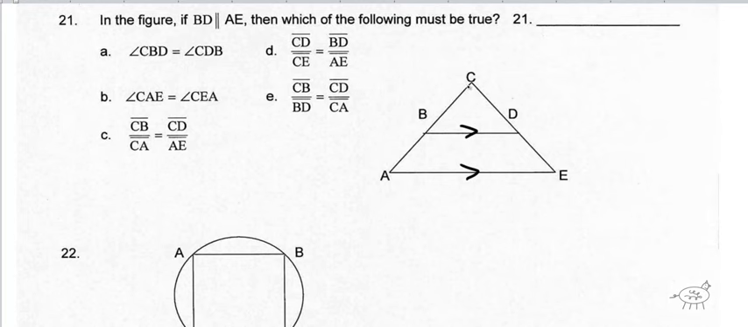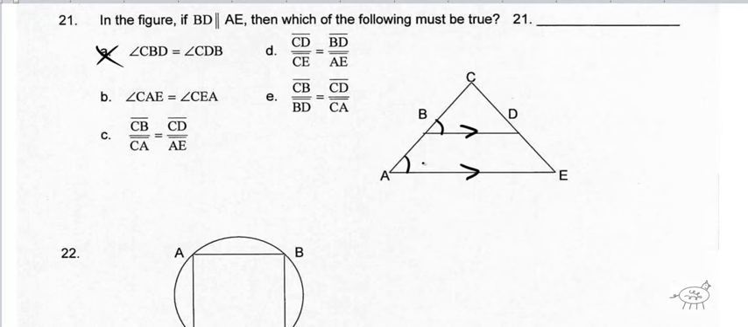You get CBD is equal to CDB. No, you don't know that. I mean, it looks like it, but parallel lines mean this angle right here is equal to that angle, because they're corresponding angles. That's all you can say, right? But you can't say the other angles are equal. So this is definitely out of here.